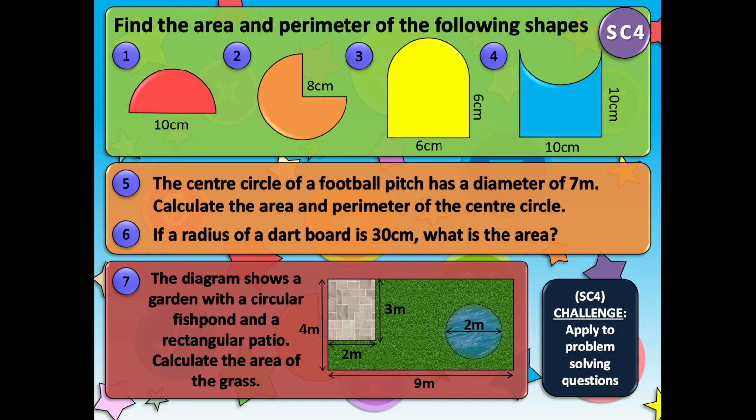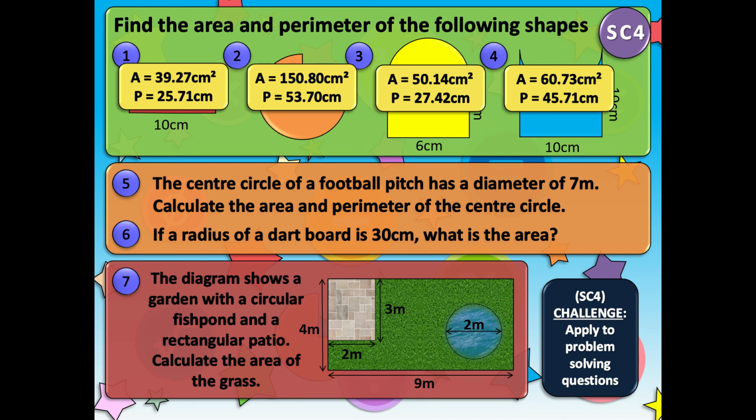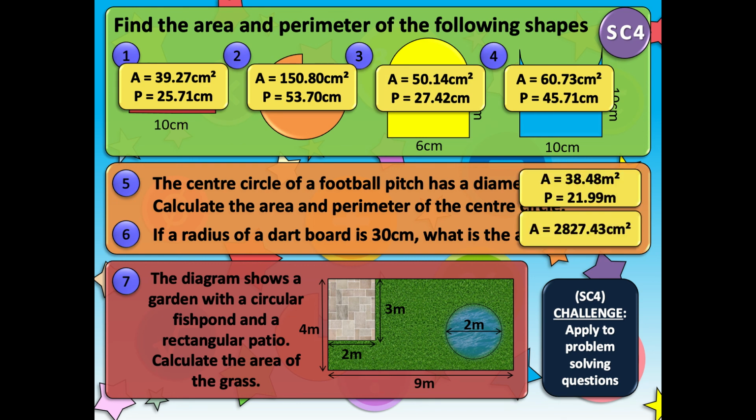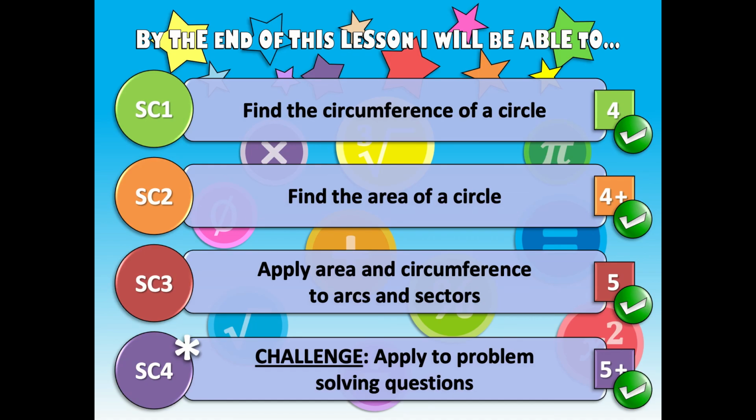Here are your answers. So there's your green answers, there's your amber answers, and there's your red answer. And now we've completed success criteria 4.